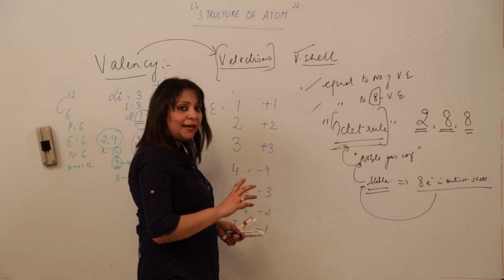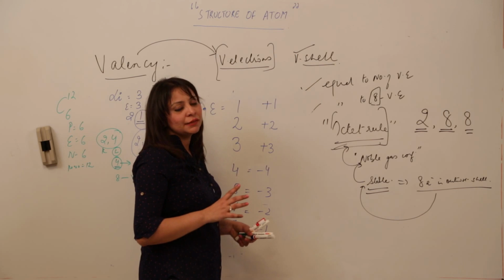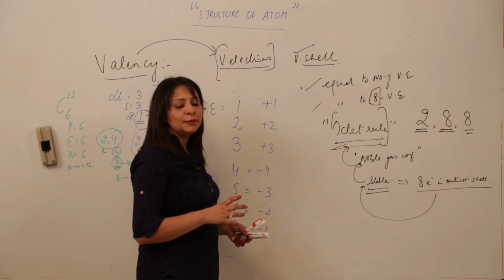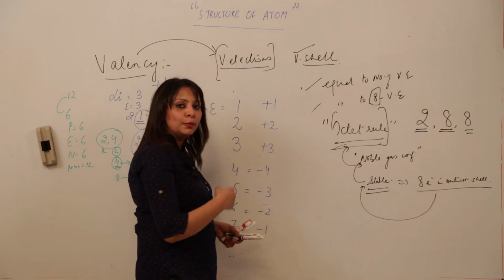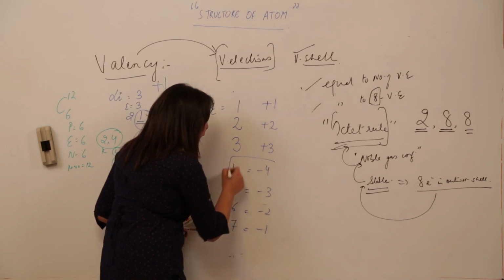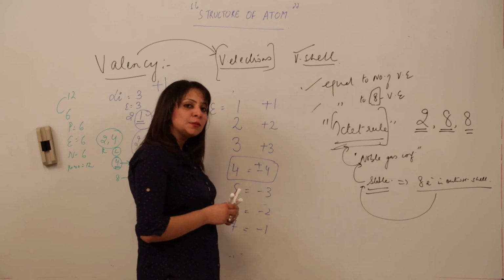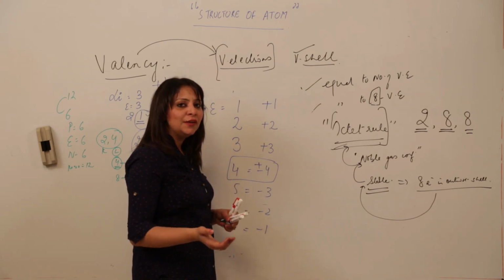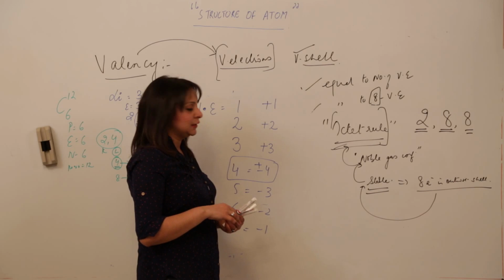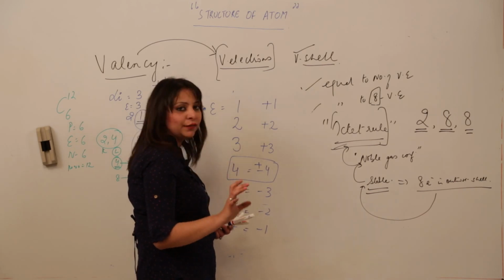See, repeating again, 1, 2, 3, +1, +2, +3, 4, 5, 6, 7, just minus it from 8, -3, -2, -1. And see, the 4. Now 4 can be +4, can be -4. So just write ±4. In some compounds it is showing the plus valency and in some it is showing the minus. So for 4 write ±4, any of it can be.